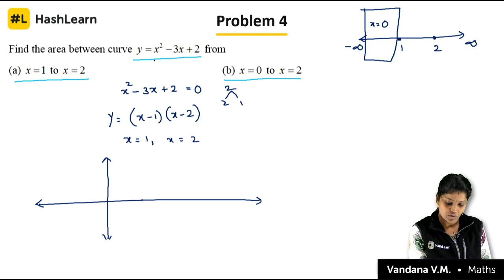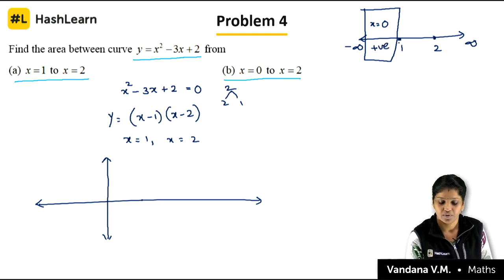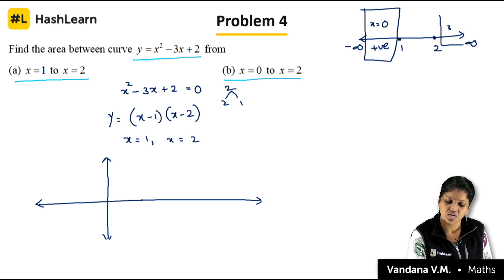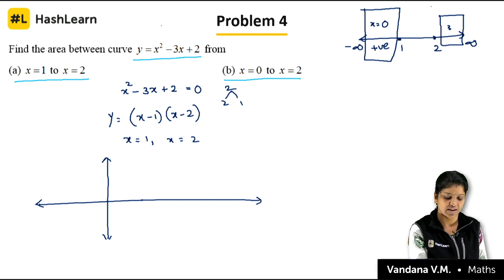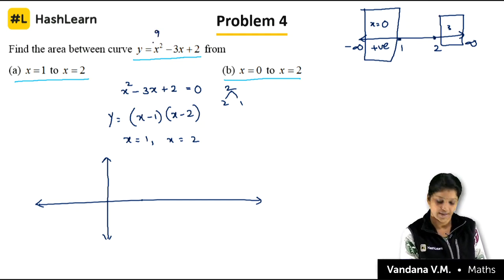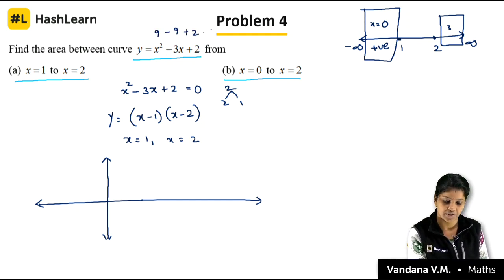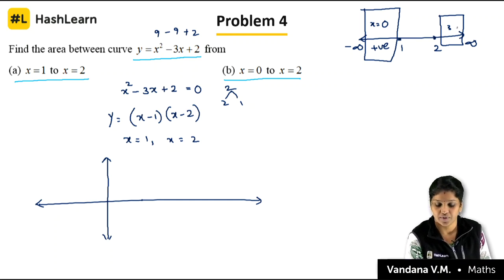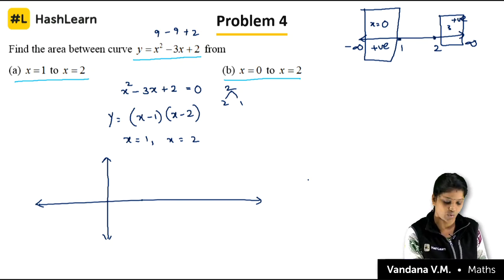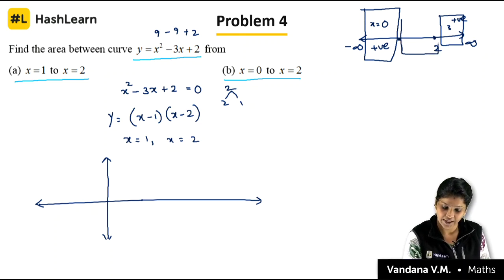If I put 0, I will get plus 2, that is positive value. After 2, you give some value like some 3, very least numbers, then you can calculate easily. 3 square is 9, minus 9 plus 2. Again I am getting the positive number. So here also I am getting the positive number. Now between 1 and 2, you give some value 1.1 or 1.2 like that, you will get negative value.